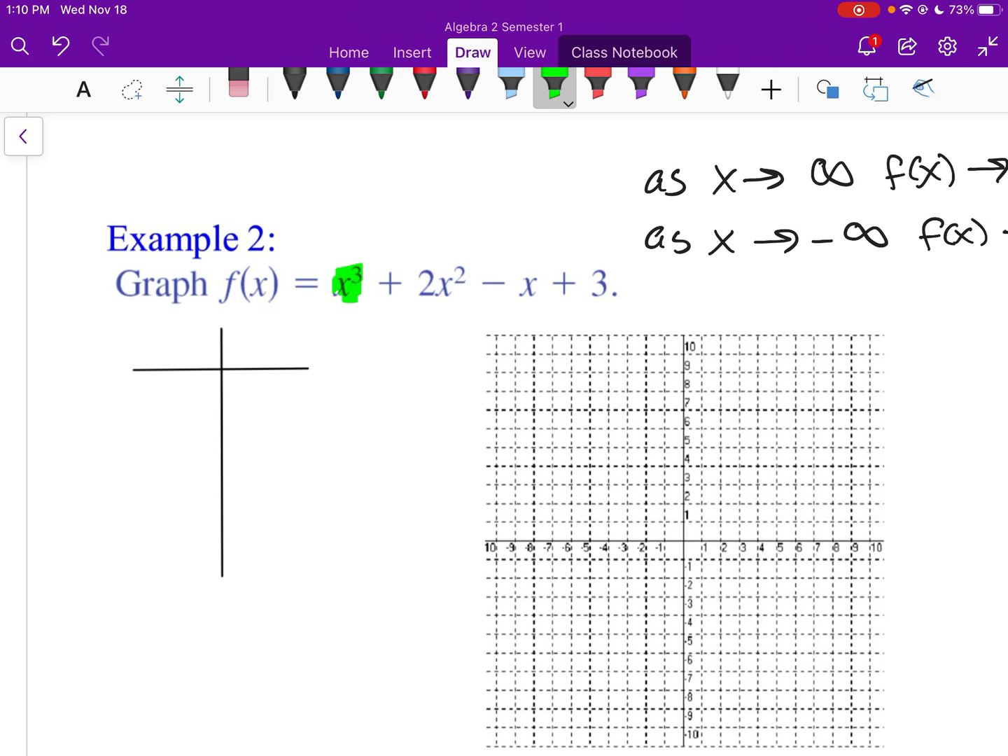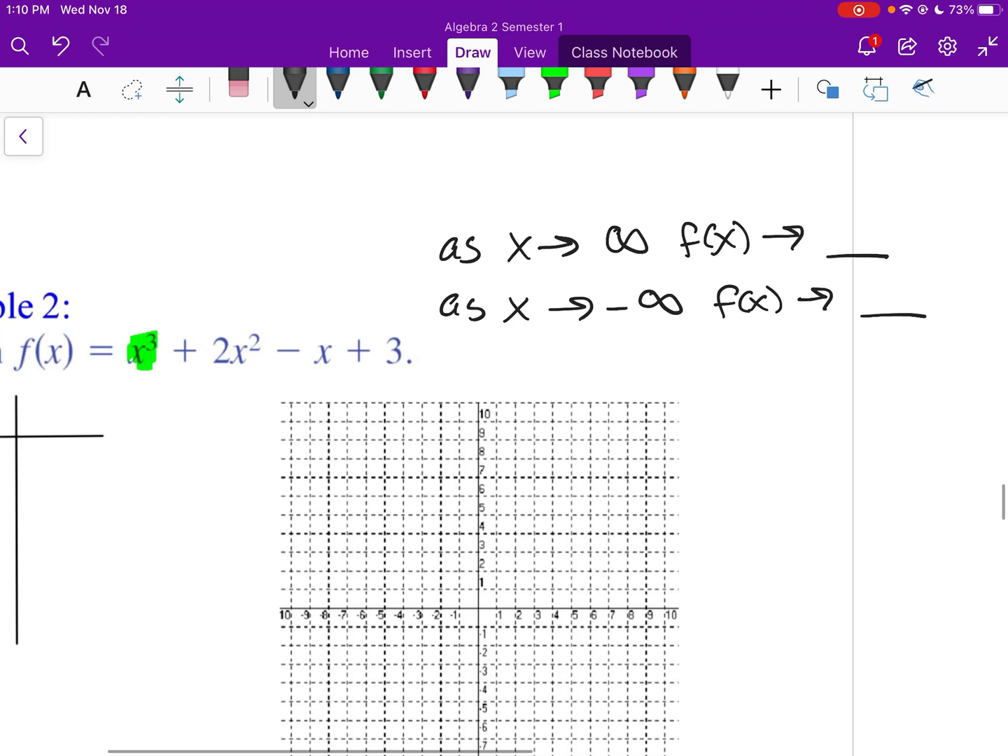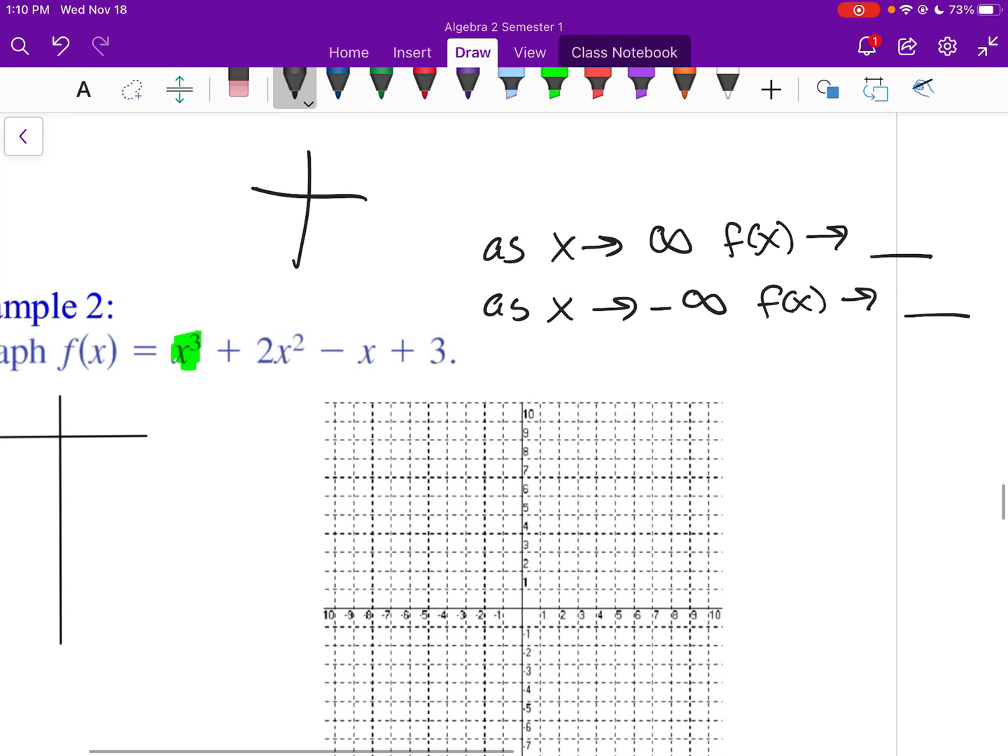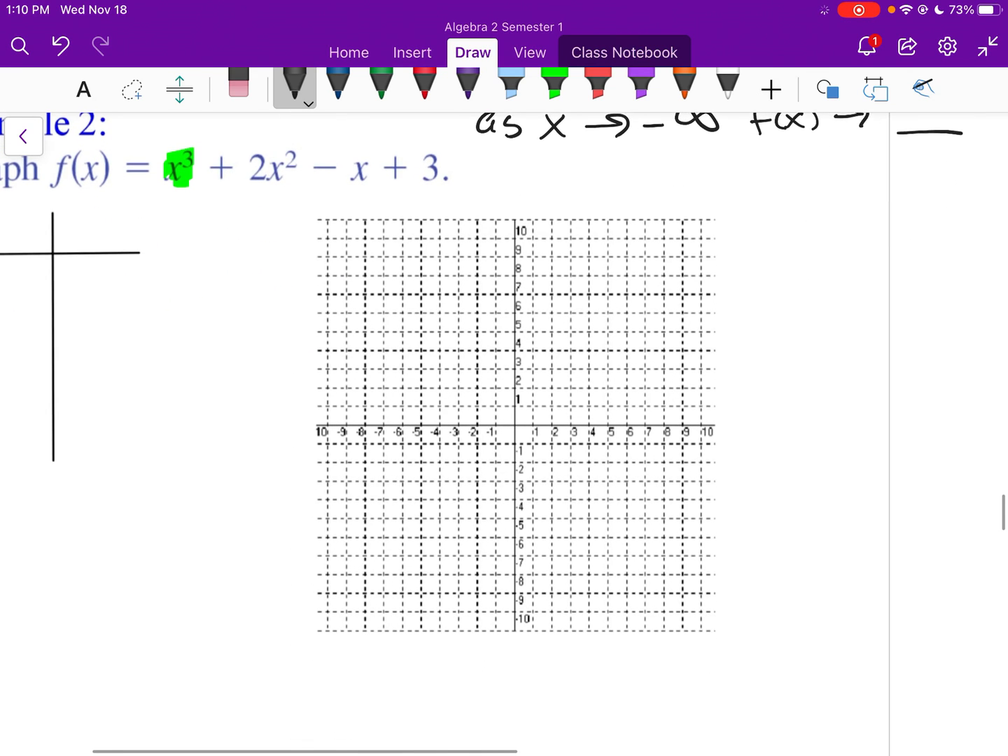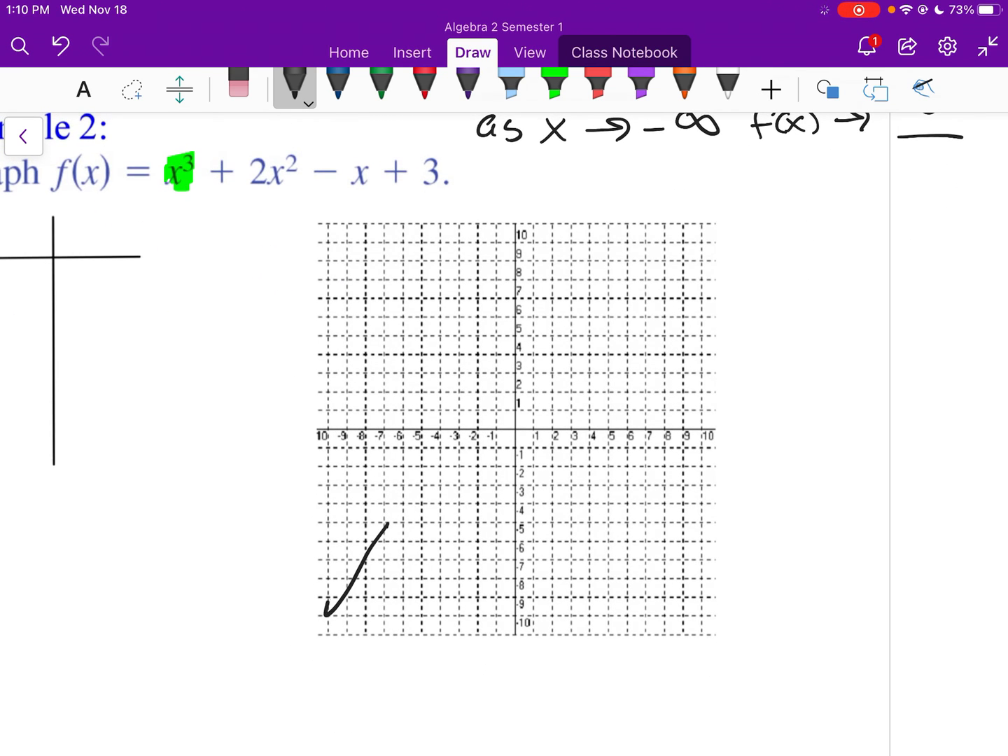A positive a value. So therefore, our end behavior, if you think about it, positive, so think of it like a positive slope line. As x approaches infinity, f of x is approaching positive infinity. As x approaches negative infinity, f of x is approaching negative infinity. So when we graph these, we need to make sure we end there and end there.